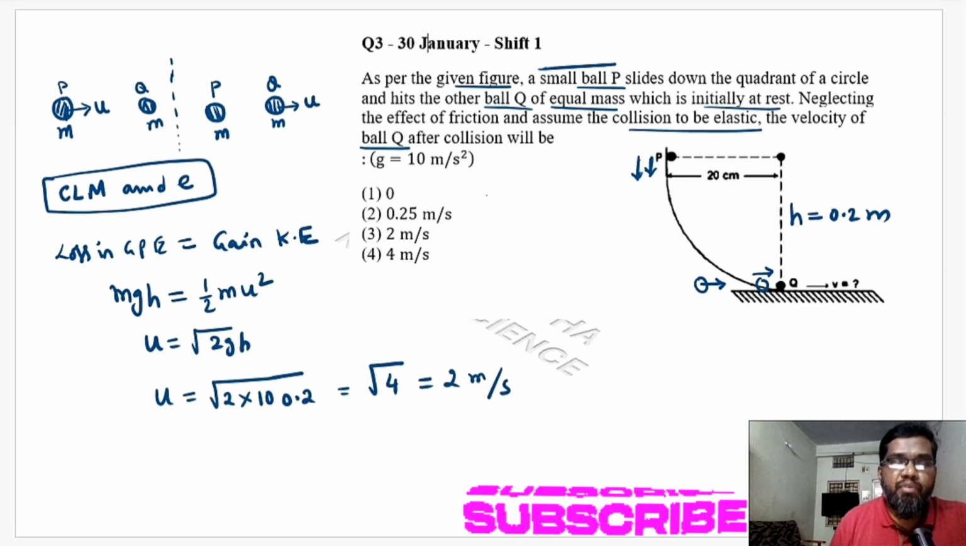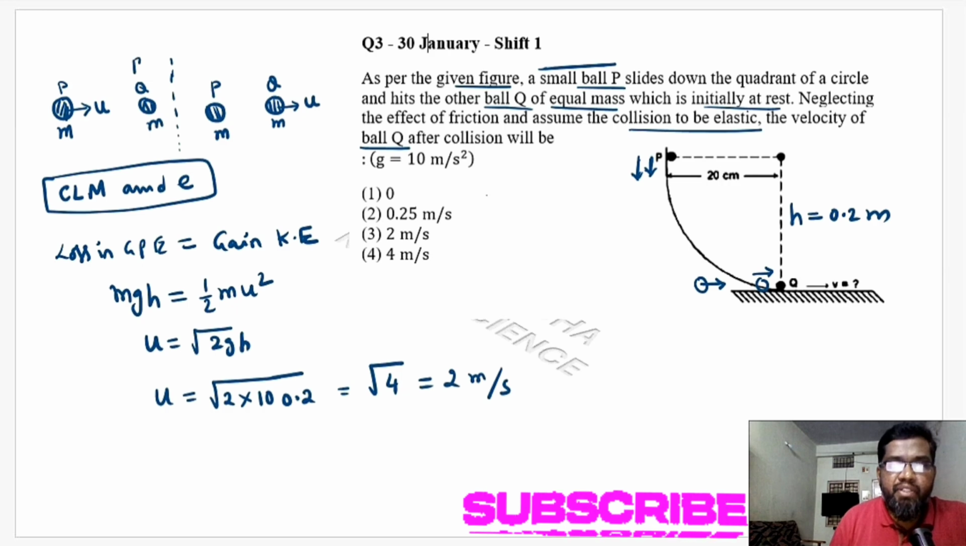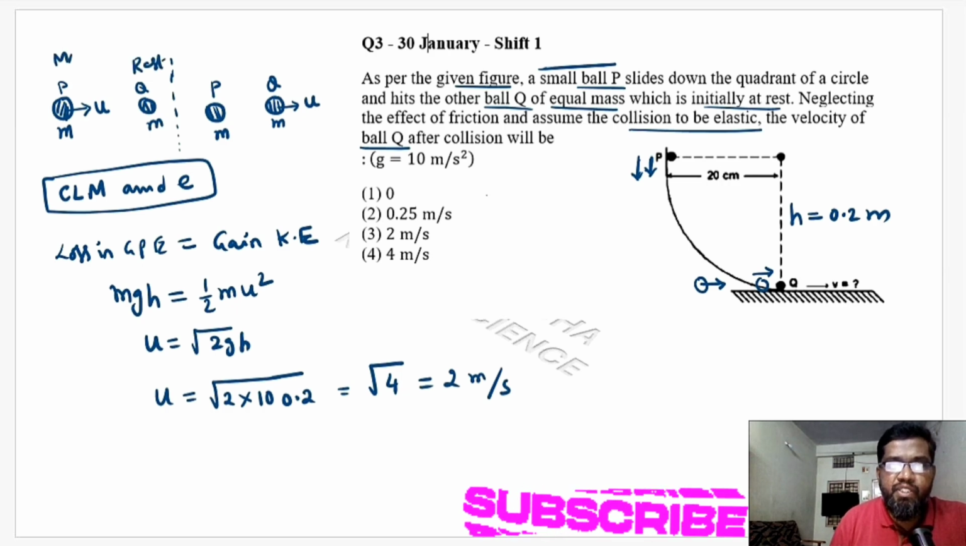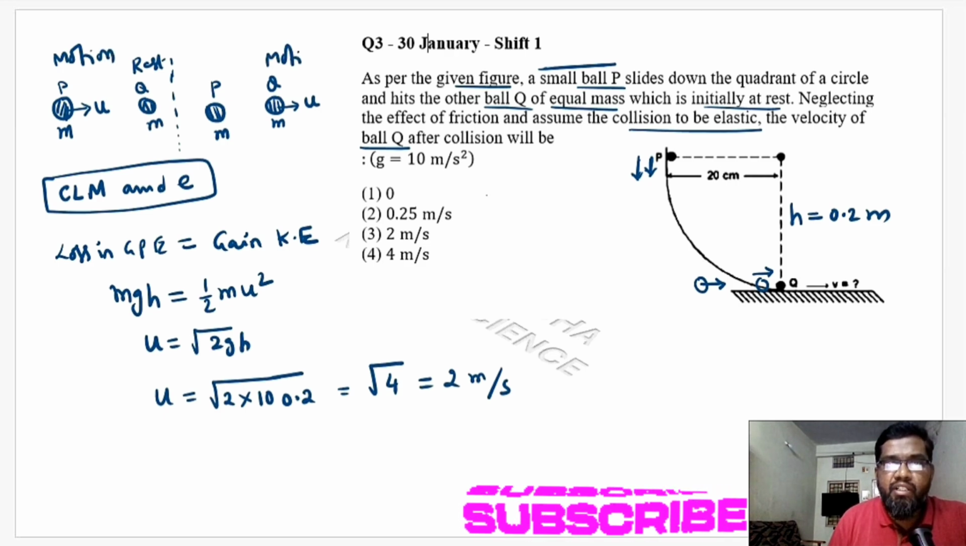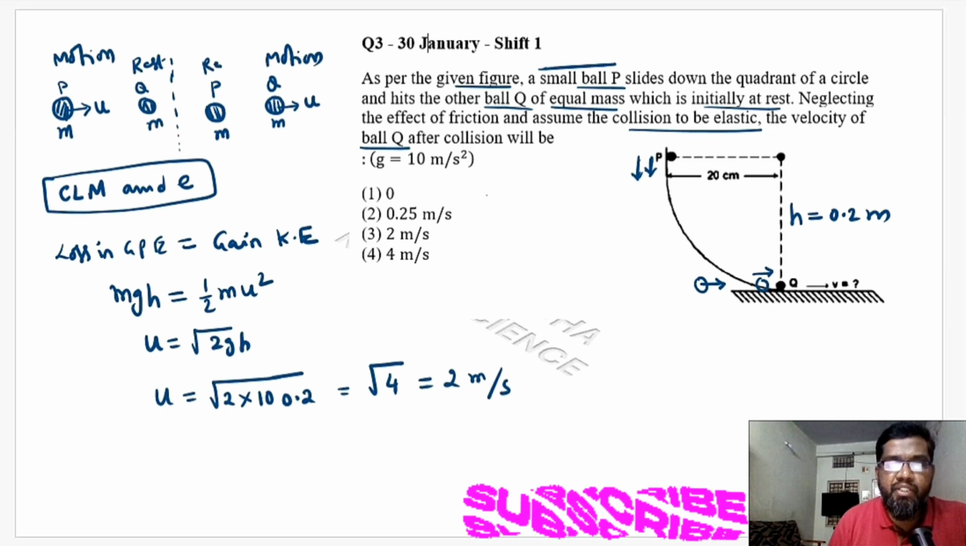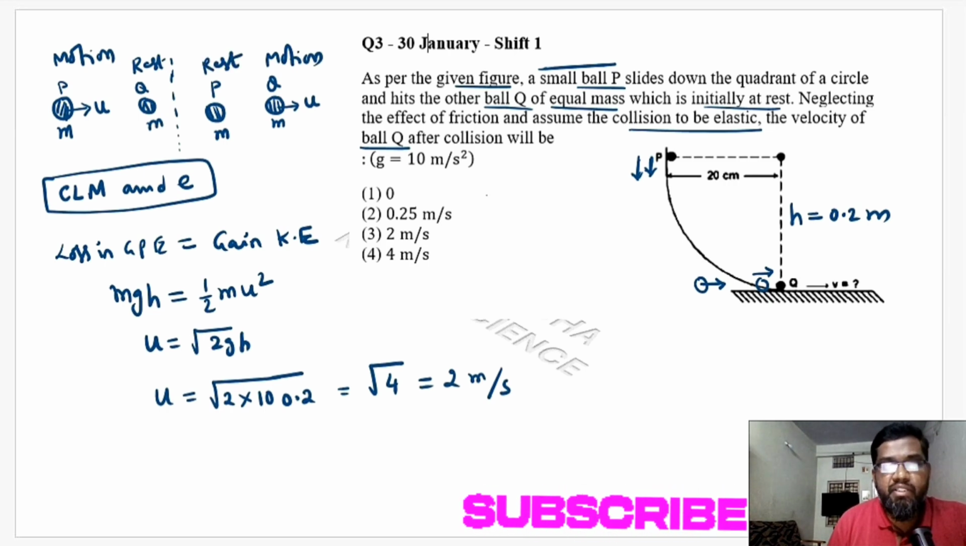So remember this point in perfectly elastic collisions. The one which is at rest and the one which is in motion, after the collision, if they are identical, the one at rest will move and the one in motion will come to rest. This is true for identical bodies only. This is true for equal masses.